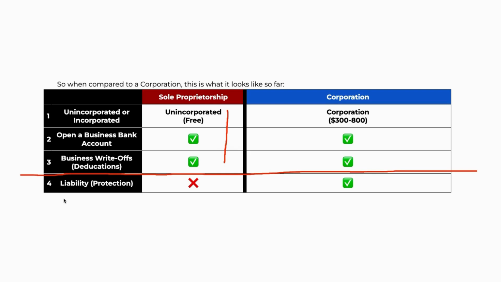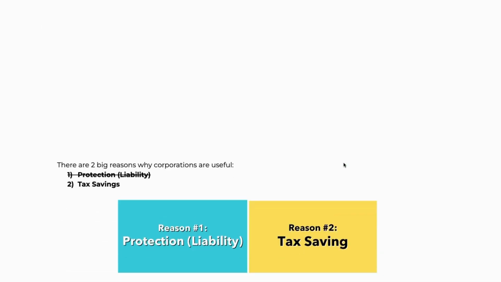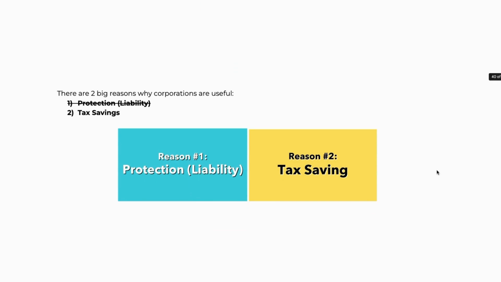But now as we add another variable, as we add another factor, which is liability, you'll see that we do get that X over here on the sole prop. And so the corporation is starting to win a little bit more to say, you know what? That cost might be justified in the right circumstance because of the fact that if liability is actually a thing, okay? Now, that is the first reason why corporations are useful, is because of protection and liability.